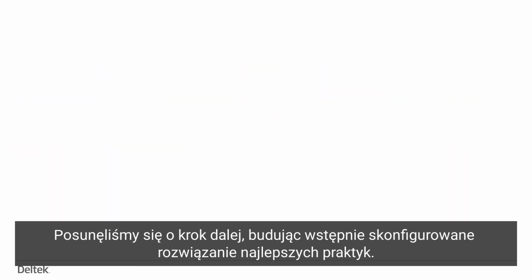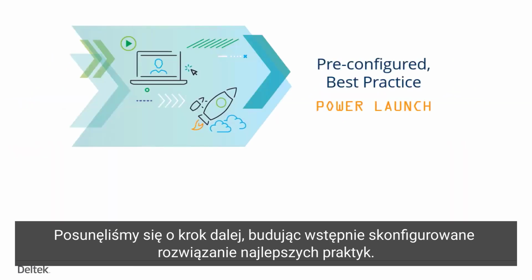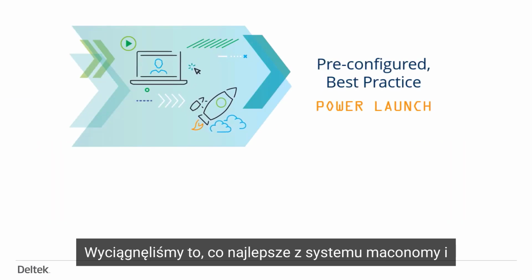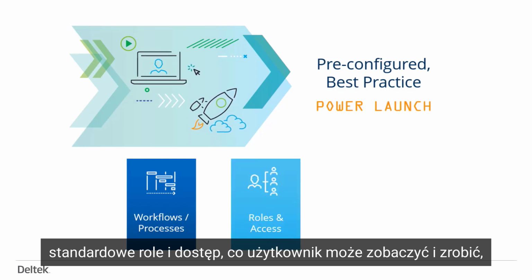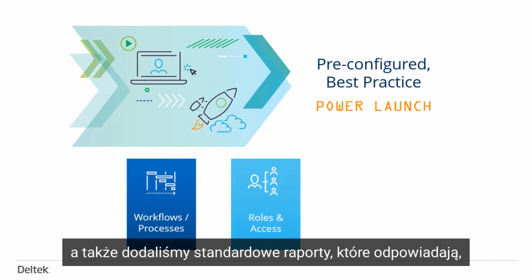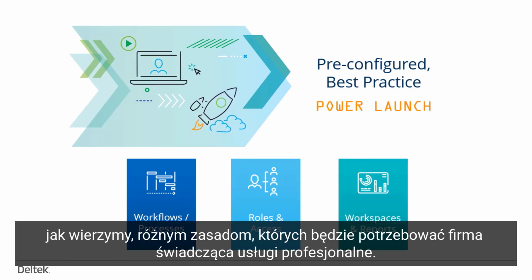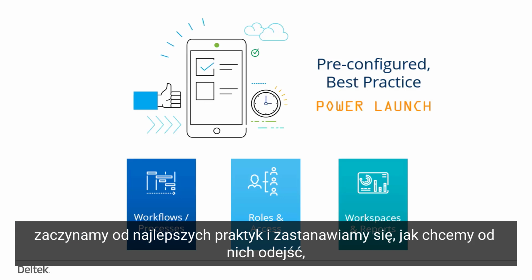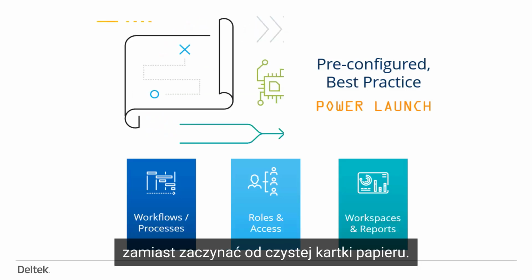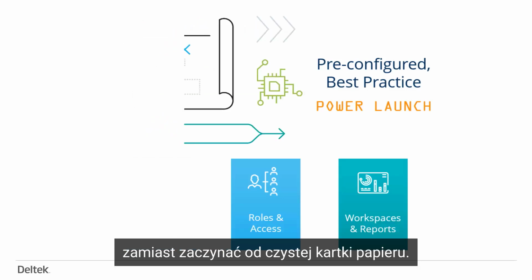We have taken this a step further by building a pre-configured best practice solution. We've taken the best out of the Maconomy system and have pre-configured the different standardized workflows and processes, standardized roles and access, what a user can see and do. And we've also added the standardized reports that match what we believe the different roles of a professional services company will need. When we start the implementation, we actually start with the best practice and ask how do we want to deviate from this, rather than starting from a piece of blank paper.